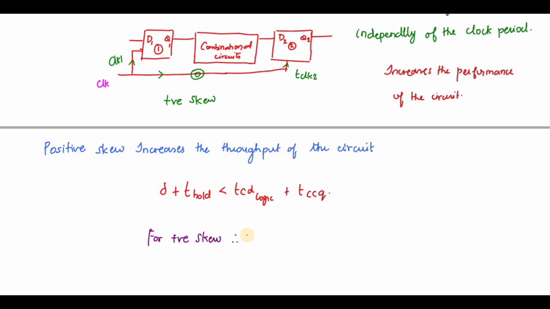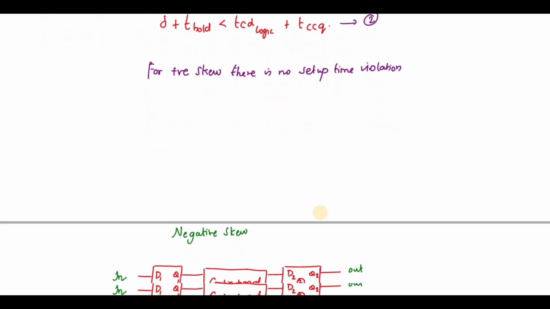So for the positive skew, there is no setup time violation, but it will cause a hold time violation. So we have to satisfy this condition. If we violate this condition, it will result in a race problem.